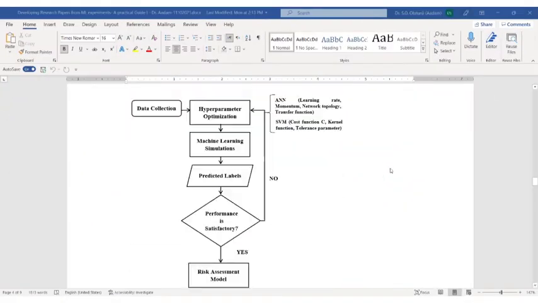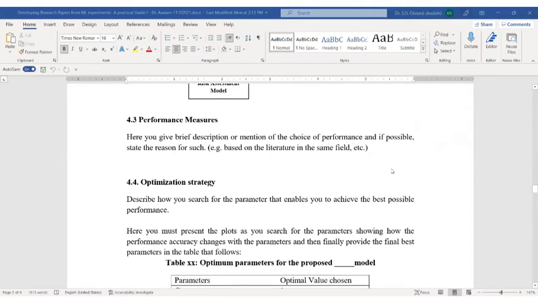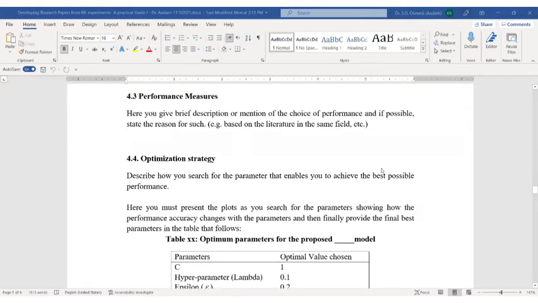Now, next we are going to see the performance measure. Here you need to tell us what are the performance measures that you want to use, the choice of measuring the performance. What are the choices that you want to use to measure the performance of your algorithm? For example, if you are working on a classification problem, trying to predict if somebody has diabetes or not, we'll be talking of something like accuracy. That is how many are correctly classified and how many are wrongly classified. That is going to be in percentage.